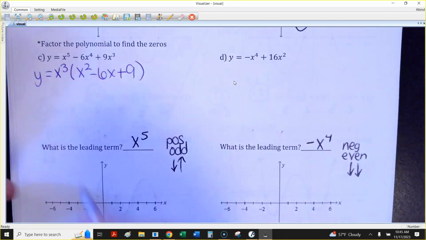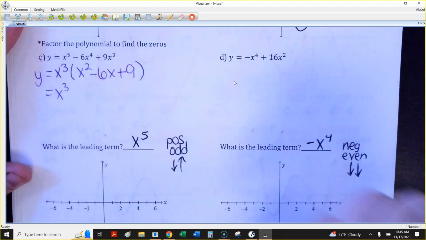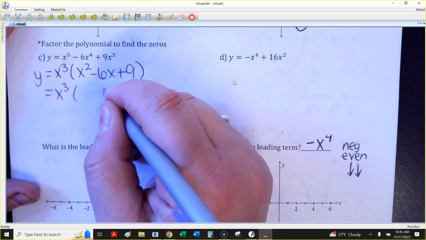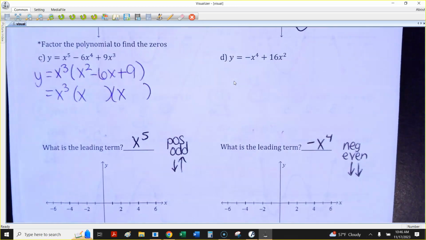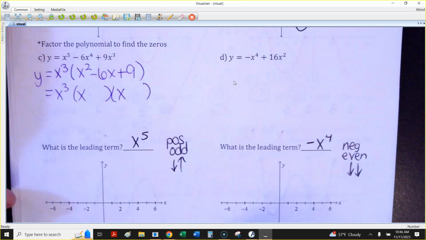Now, what is left in the parentheses? We're going to see if we can factor. Can you guys think of two numbers that when you multiply them, you would get positive 9, and when you add them, you'd get negative 6? Negative 3.